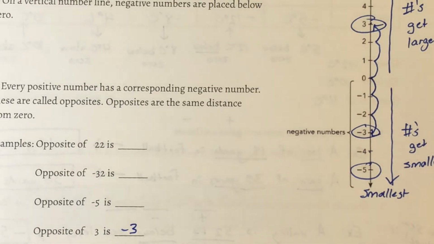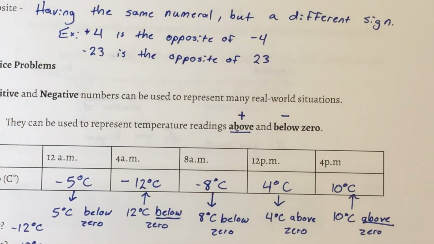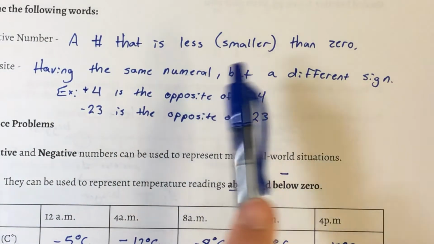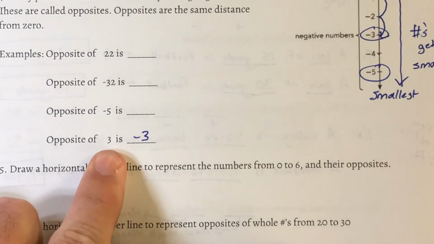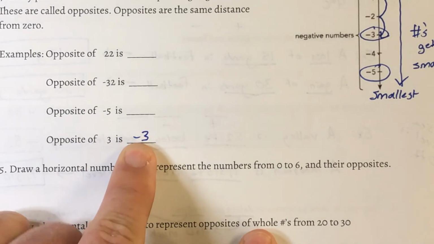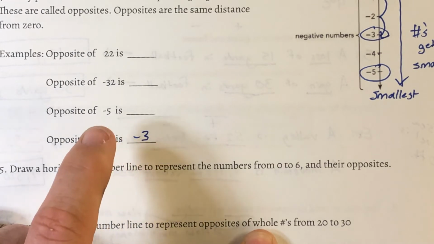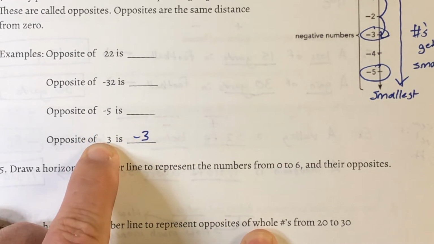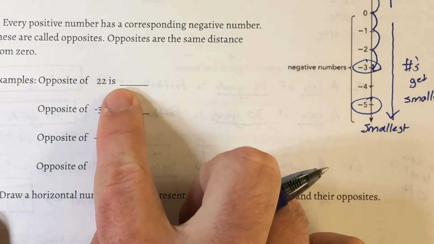Now, if we remember our definition of opposite is having the same numeral but a different sign. So if you look at this, we have 3. We have the same numeral, but now we have a negative sign instead of a positive. Now, I don't see a plus sign. That's because you do not have to write the positive signs in front, or the plus signs. Okay, let's do the others super quick.